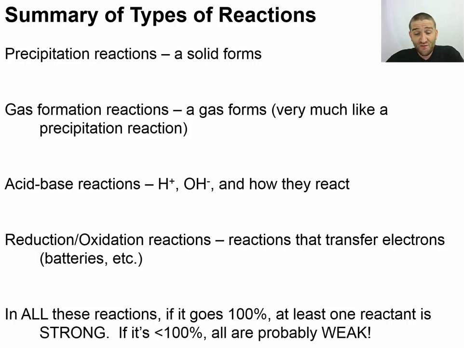And if you have these reactions going to 100% completion, at least one of your reactants is going to be strong. They don't both have to be strong. If one is strong, it'll force the reaction to go to completion nearly all the time. If it's less than 100% complete, both of them are probably weak in the reaction. Both reactants are going to be weak. And we'll see examples of that in other videos.